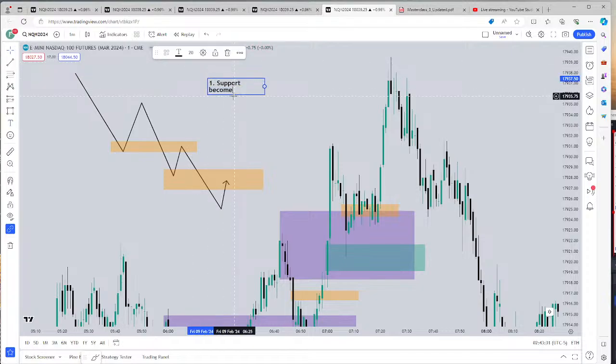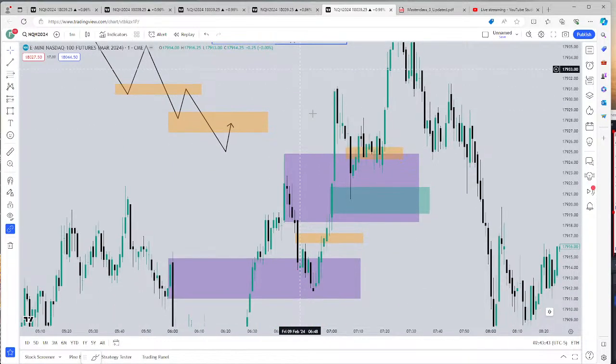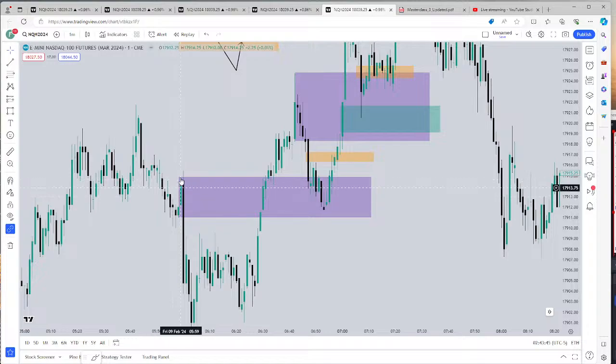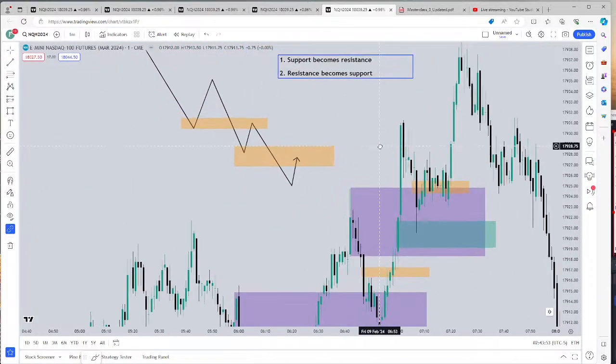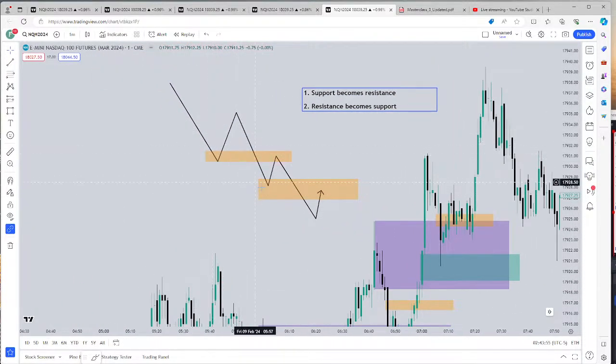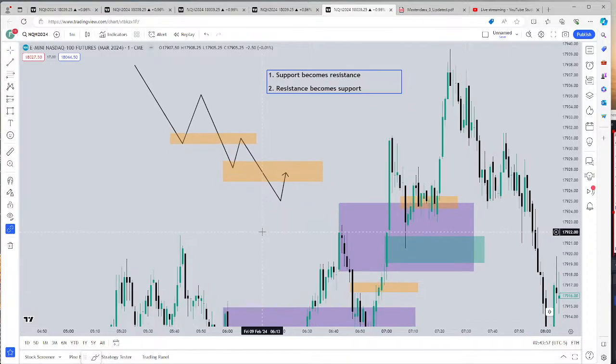Support becomes resistance, and resistance becomes support. So in this case, that should be a resisting factor, sorry, but then it gets used as support. And the same for this, the opposite, right? We use this now as resistance. That's a great way of actually doing it.